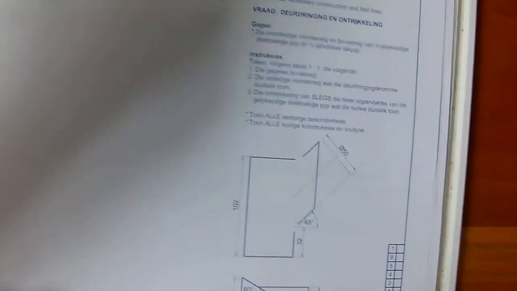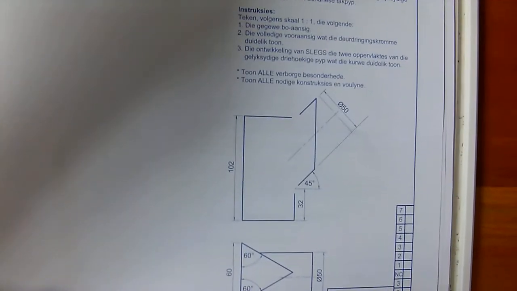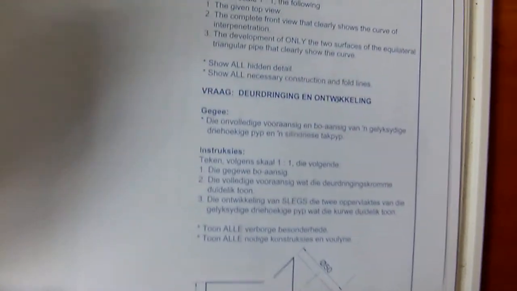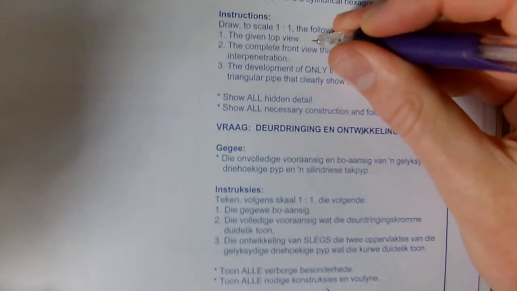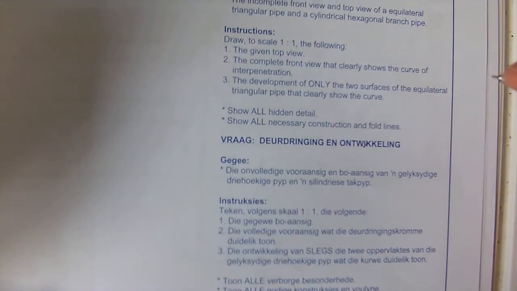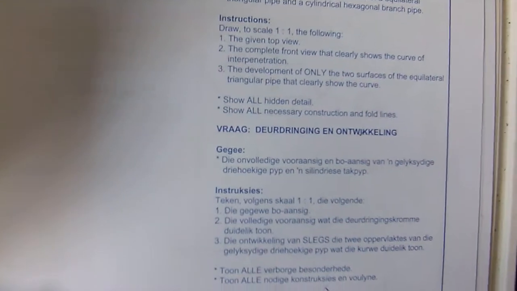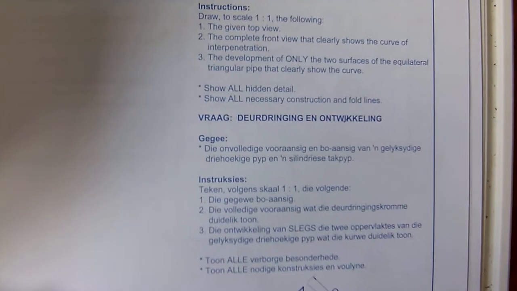Grade 12s, I'm going to explain to you page 79, and this is a type of drawing you'll get in the prelims and final exams. Let's just first read the question. Draw to scale 1:1 the given top view, the complete front view, clearly showing the curve of interpenetration. And then it says, develop only the two surfaces of the triangle pipe.